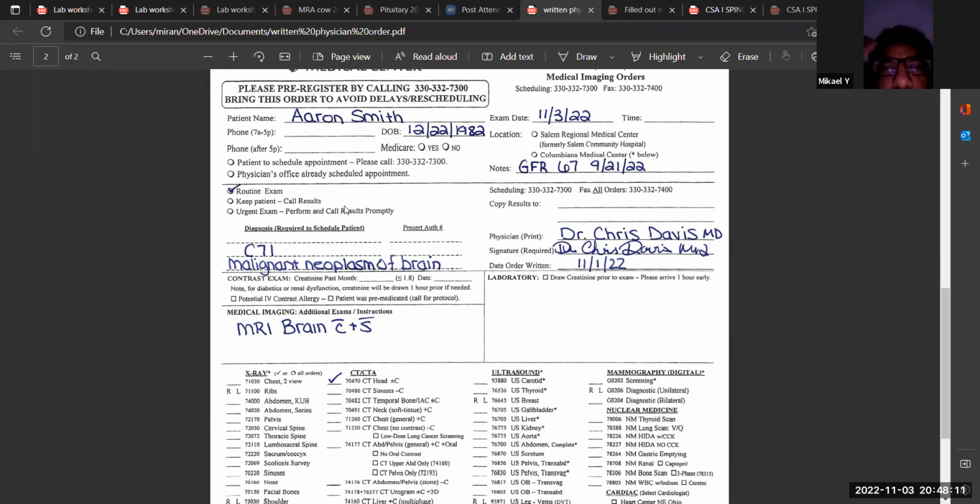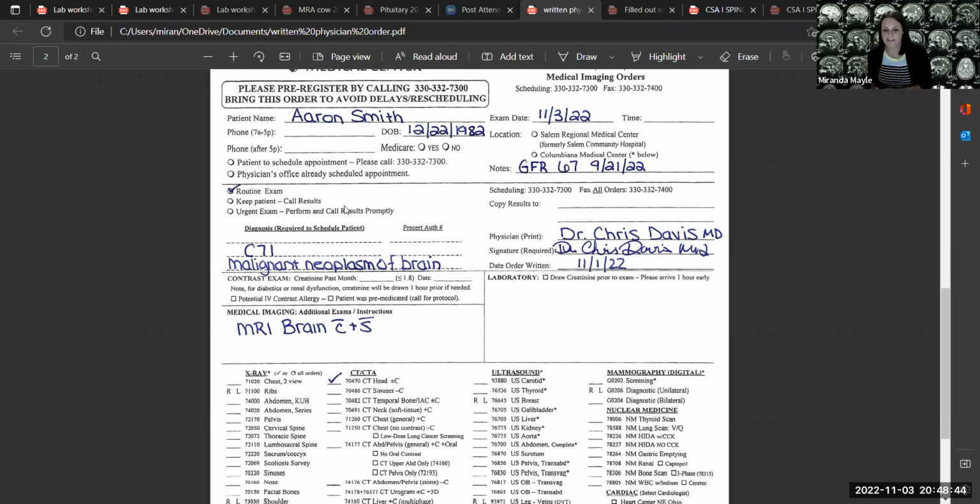Now, the date of the GFR is... well, the exam day is the 3rd. The GFR was on the 21st. Yeah, GFR was on September 21st. They're having the exam on November 3rd. The order was written on November 1st. What are you seeing? What's wrong? They have to do it again, right? It's more than a month. They would have to do another GFR. Why? Because it's over 30 days. Over 30 days. Excellent.